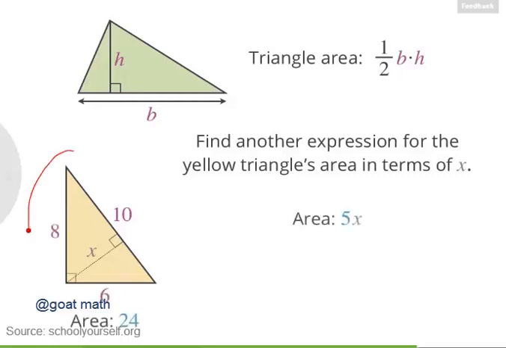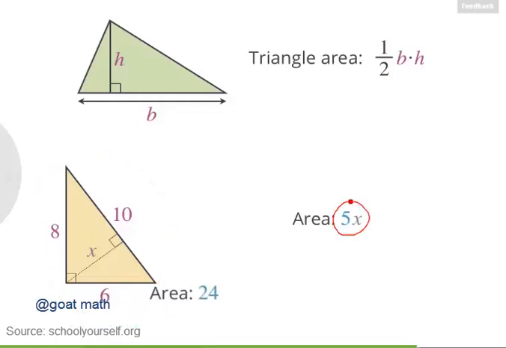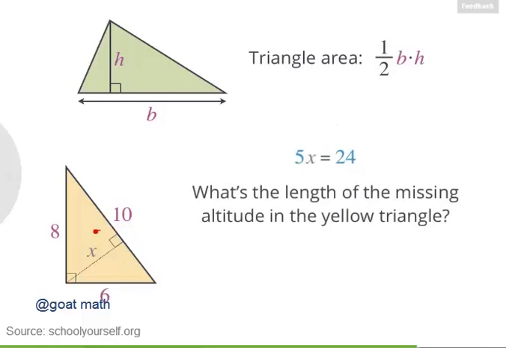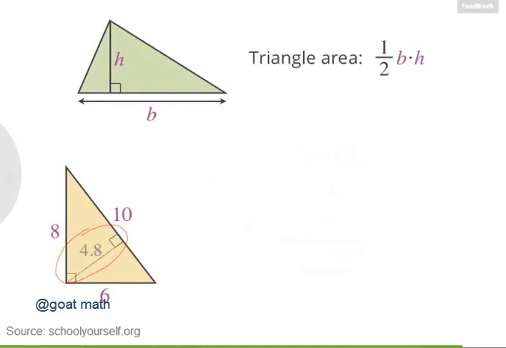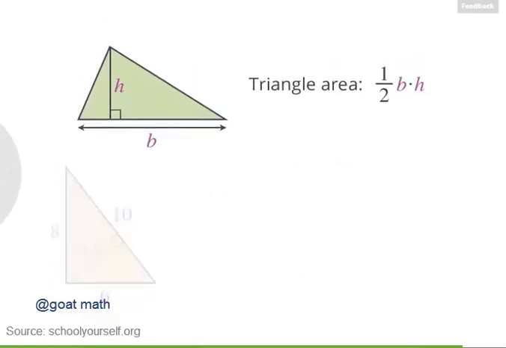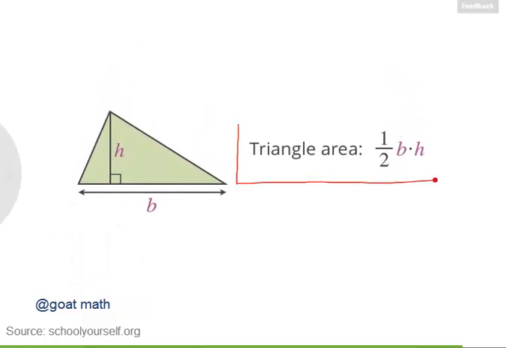So now you found the area of this triangle 2 different ways, finding that it equals 5x and that it also equals 24. So 5x must be equal to 24. Try solving this equation to find the length of this altitude in the triangle. Well done! So this altitude has length 4.8. So once again, here's the general formula for the area of a triangle. For every triangle, its area equals 1/2 times the base times the height.